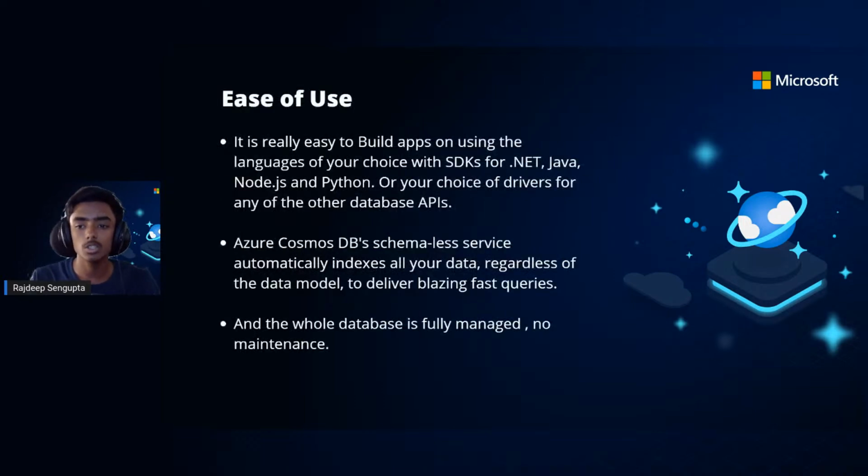It is really easy to build apps using the language of your choice, with SDKs for .NET, Java, Node.js, and Python, or your choice of drivers for any other database APIs, like we used MongoDB in our case. Azure Cosmos DB's schemaless service automatically indexes all your data regardless of data model to deliver blazing fast queries. And the whole database is fully managed, so there is no maintenance.